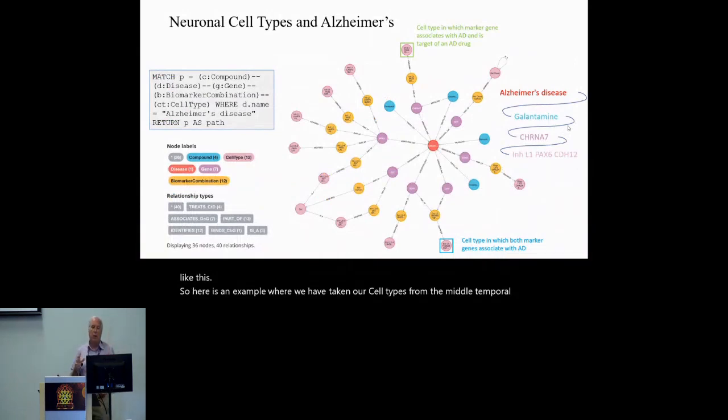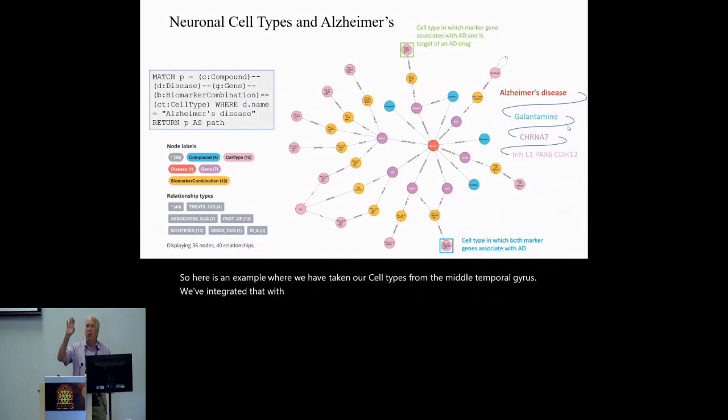We've integrated that with information about drugs, genes, diseases, genetic predispositions. And then in this case, what we did was we said, okay, I want to pull out a subgraph from that network of edges that link the compounds, diseases, genes, and cell types with Alzheimer's disease. So we have Alzheimer's disease in the middle here. And now here are all the connections that come out of that extraction of that subgraph.